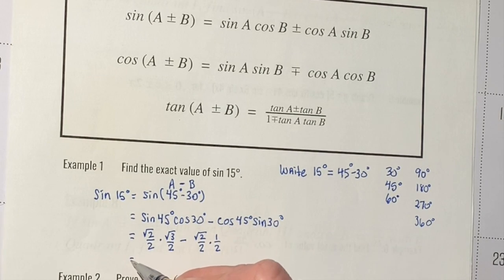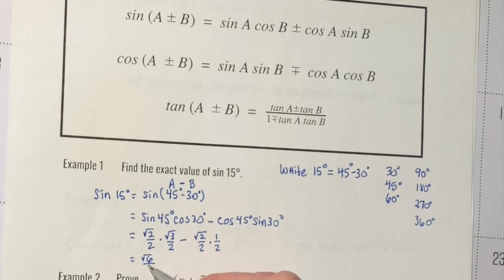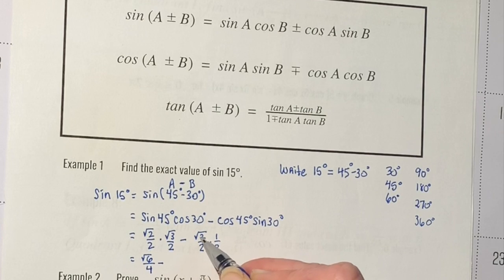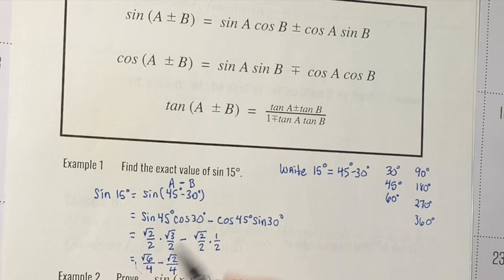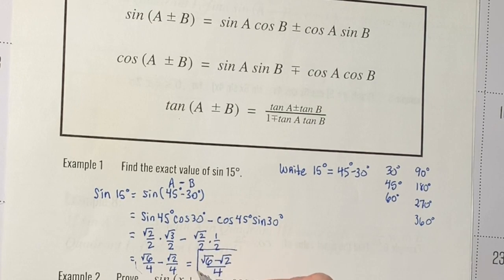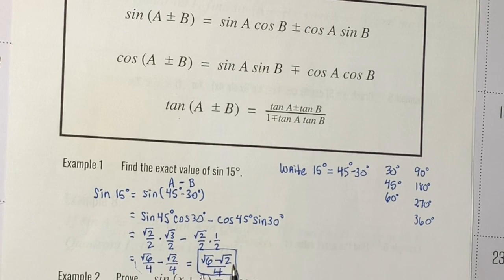All right, let me clean that up just a little bit. So square root of 2 times square root of 3 is square root of 6. 2 times 2 is 4. Square root of 2 times 1 is square root of 2. 2 times 2 is 4. And I'm going to say it probably will take it this way. You could go ahead and combine it into one fraction as well. But I feel like WebAssign's pretty liberal on what it takes, so it probably would take it this way or this way, and this just combines them together into one fraction.